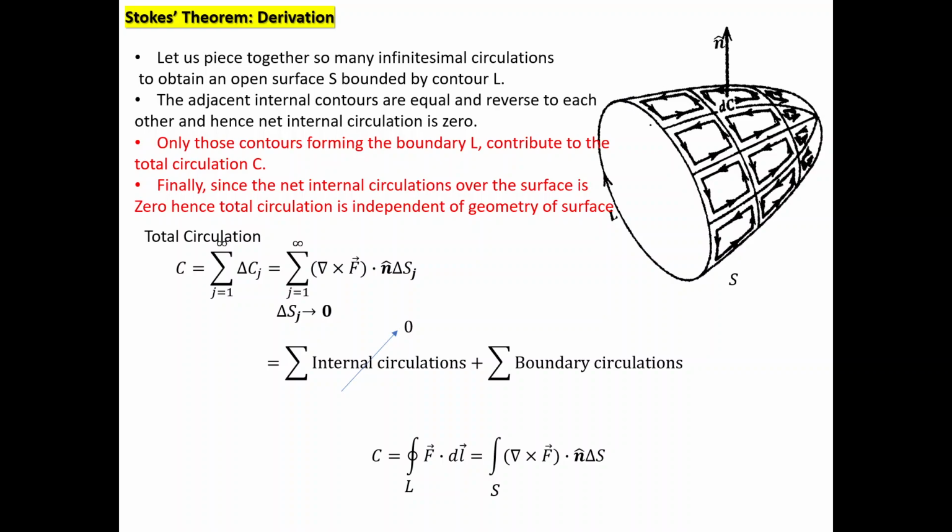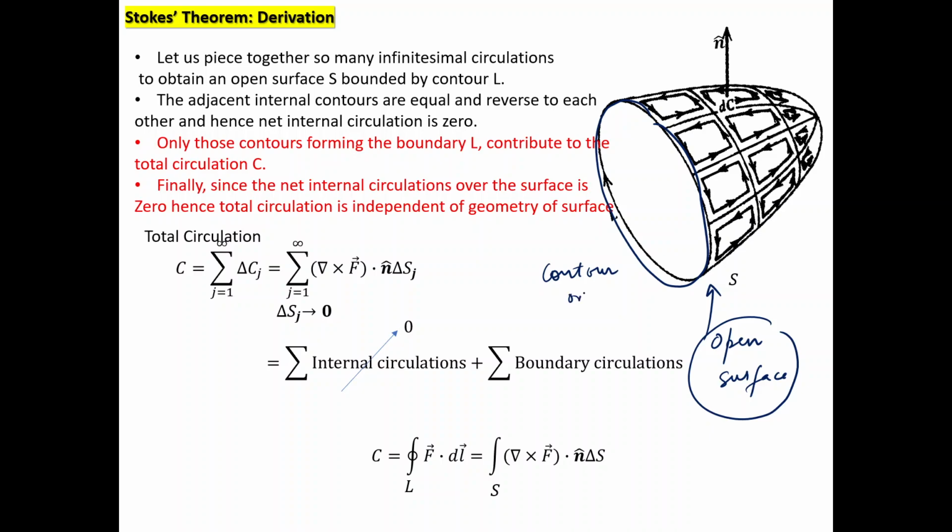And this surface, I want to make it clear, is an open surface. This is not a closed surface. In the divergence theorem, we had dealt with a closed surface, but here in the case of Stokes theorem, we are taking an open surface, and this open surface is bound by a contour, a closed path, and let's say this is its direction of circulation.